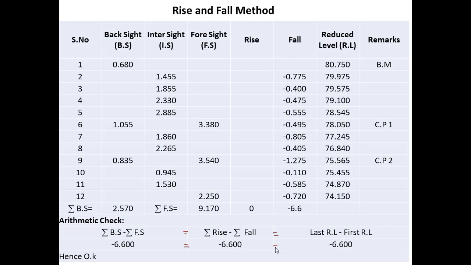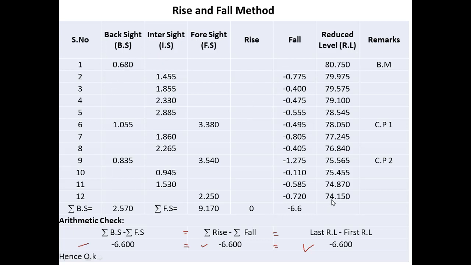Then the last RL is 74.150 minus the first RL 80.750, that difference becomes minus 6.600. So here all the values are satisfied, hence it is okay. Whatever readings we have taken and whatever calculations we have done, all are correct.